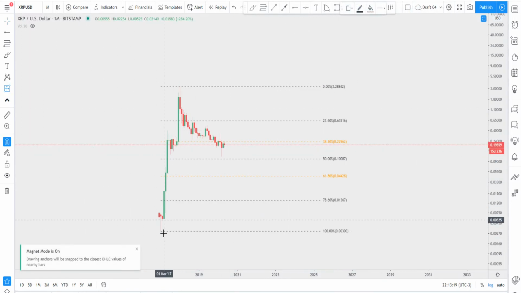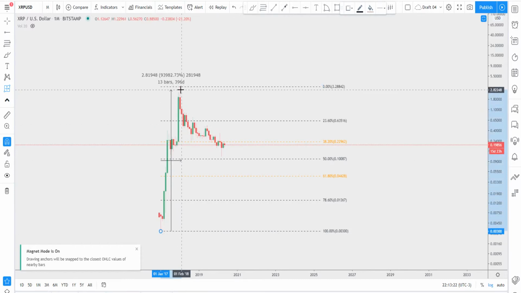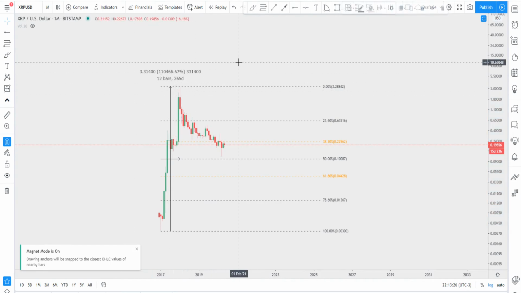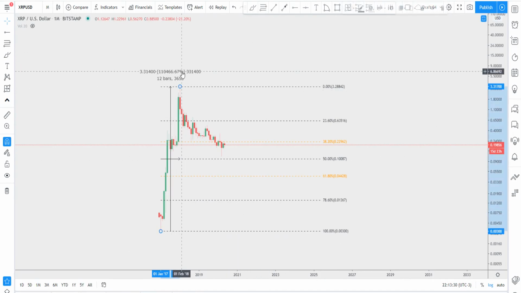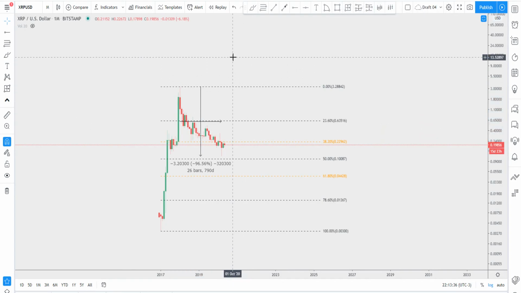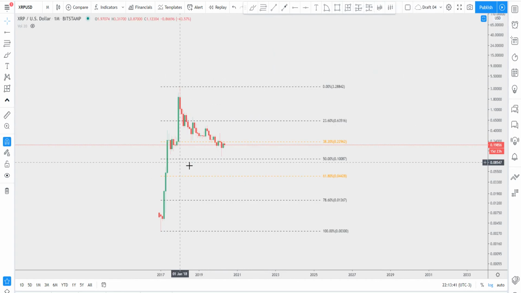Just for the sake of this example, that's a big move here, a big gain. And if we look at the other side, we had a 96% retraction, which is healthy. This is not worrying, it's not dangerous for XRP.